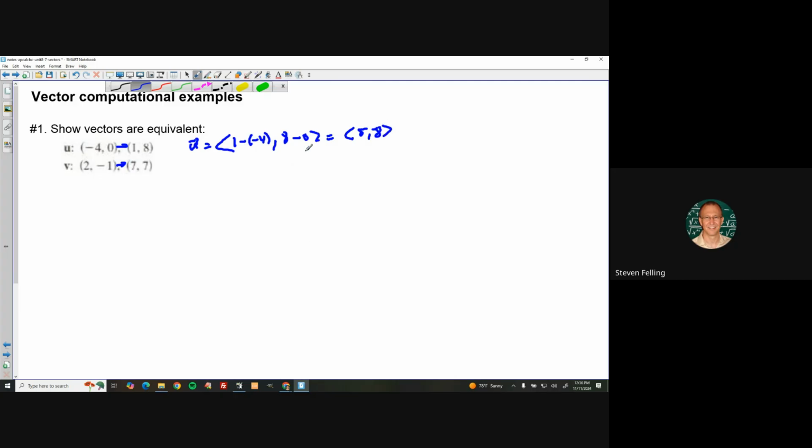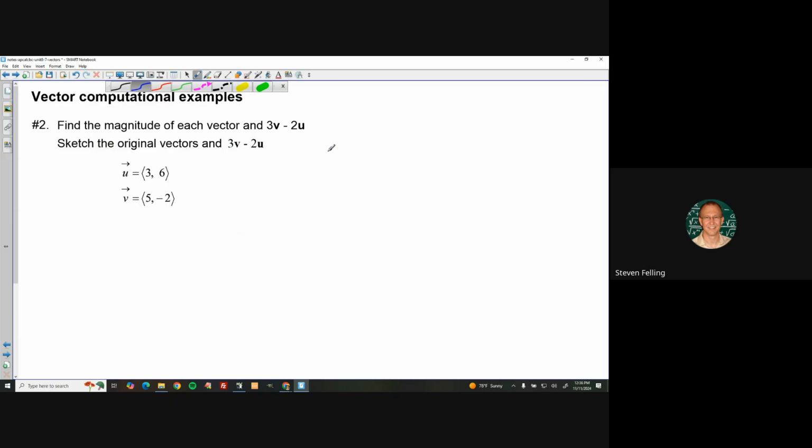We translate a total of 5 in the x and 8 in the y. The v vector here, if I do that end minus start, is 7 minus 2, and then 7 minus negative 1, which is 5, 8. And so we've shown that those 2 vectors are equal. They're equivalent.